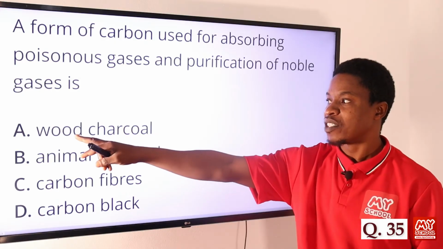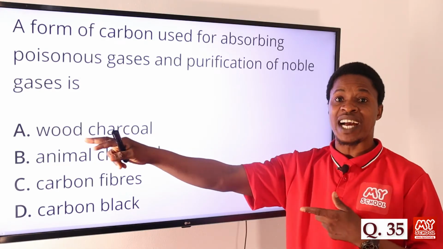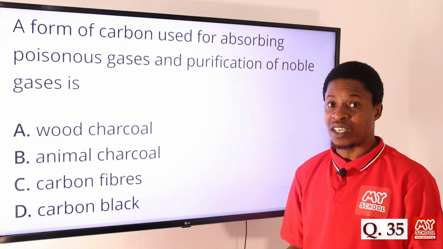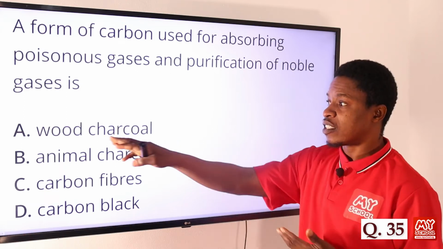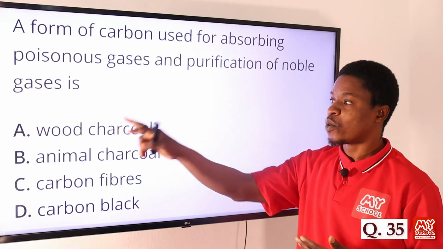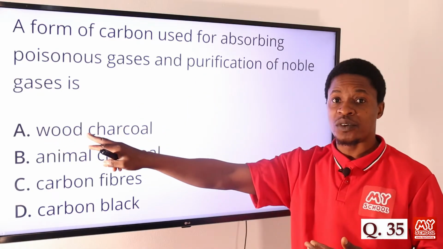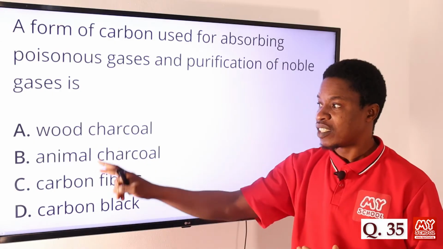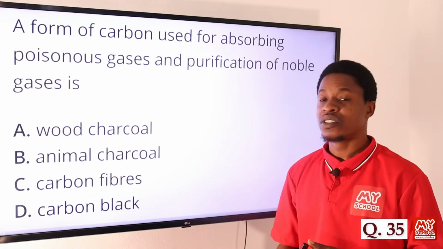So that is why we have this. So wood actually has those characteristics to form this activated carbon or activated charcoal that is used in purification of that. So it is gotten from wood charcoal, and the correct answer among these is option A, wood charcoal.